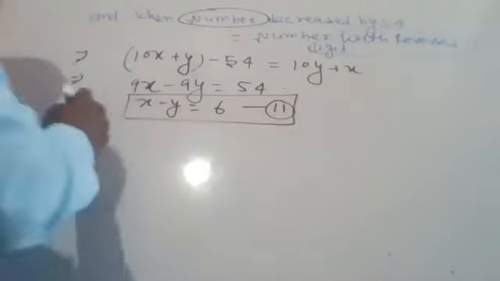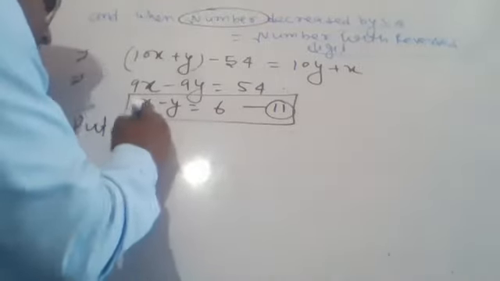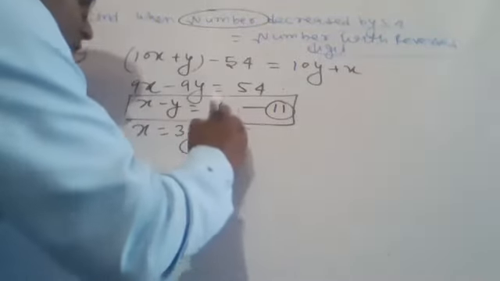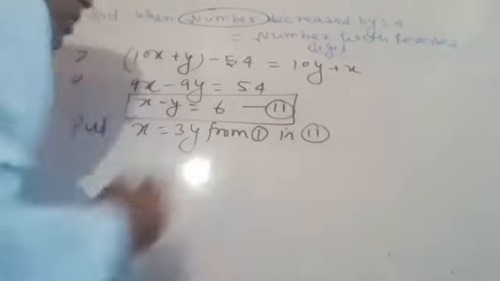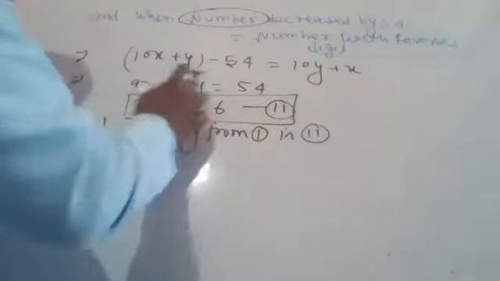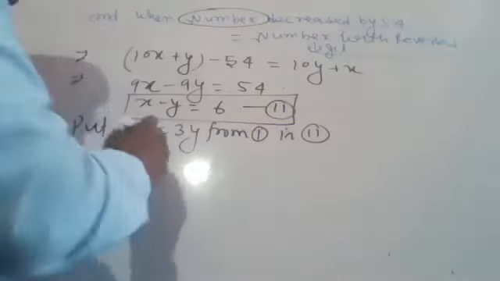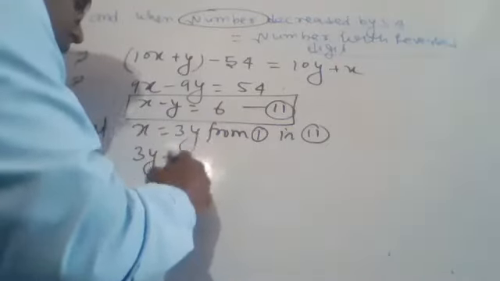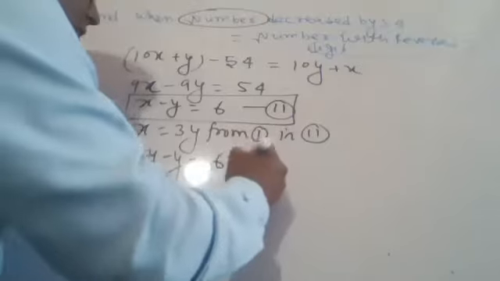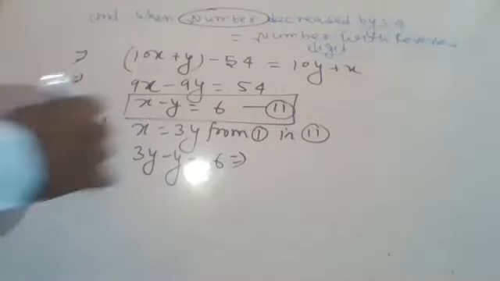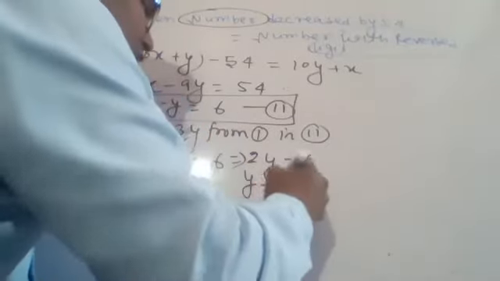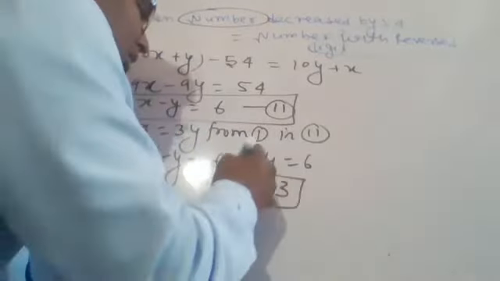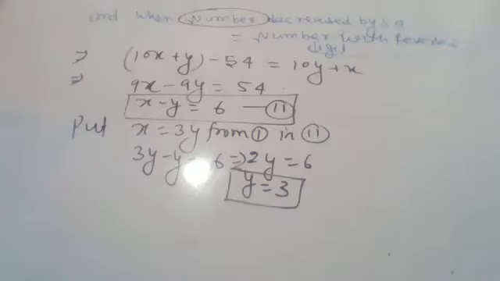Okay, just write down. Now put x equals to 3y from the first in the second. When you put the value of x, 3y, into the second, then what do we get, beta? Then we get 3y minus y is going to be 6. This implies that 2y is equals to what, beta? 6. So we get the value of y is equals to 3. Just write down.